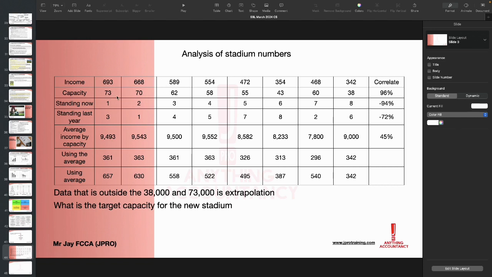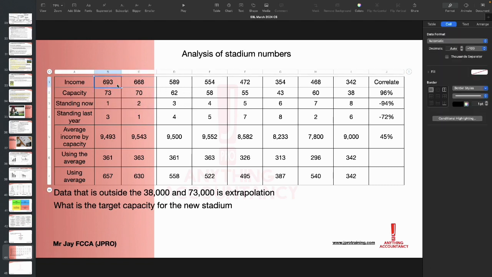Not really, but remember, these guys have been moving up and down, but these guys have dropped dramatically. These three guys put a new stadium in place. Just make a note: these three guys are the ones who put a new stadium in place.